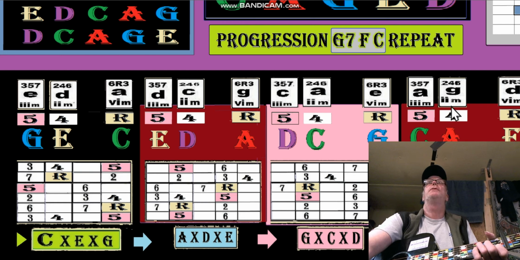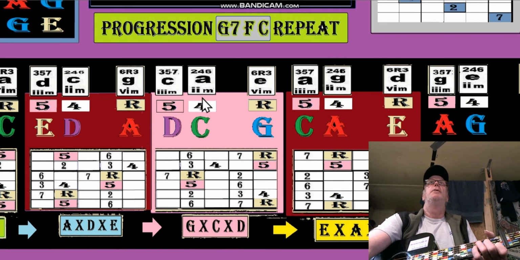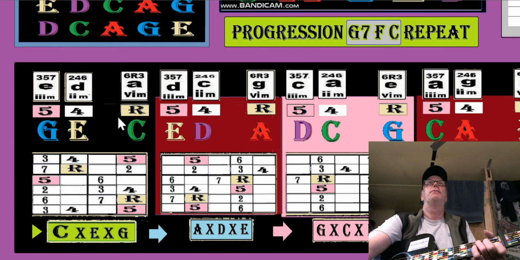It looks more similar than I was trying to explain. For the C, you get an A minor third, 3-5-7. For this C, remember, now the C is the fourth. Here it's the fifth. Here it's the fourth, and this C is the root.